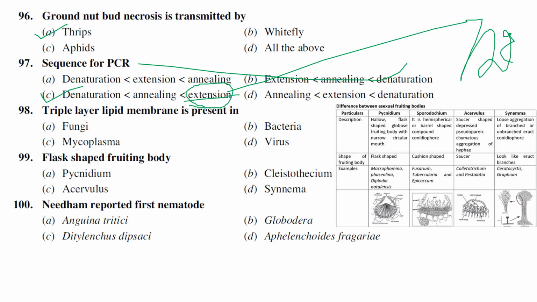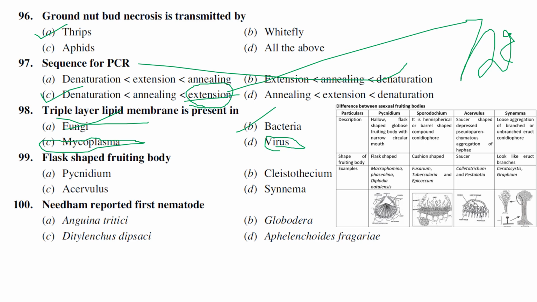Triple layer membrane is actually present in fungi, bacteria, mycoplasma, virus. See, virus contains no cell wall, right? Instead of cell wall, it contains a protein coat. Bacteria have a mucopeptide or peptidoglycan cell wall. Fungi also contain a cell wall. Instead of cell wall, they asked a triple layered membrane, right? So mycoplasma contains no cell wall. Instead of cell wall, it contains a triple layered membrane. So the answer is mycoplasma. Not only mycoplasma but also phytoplasma.